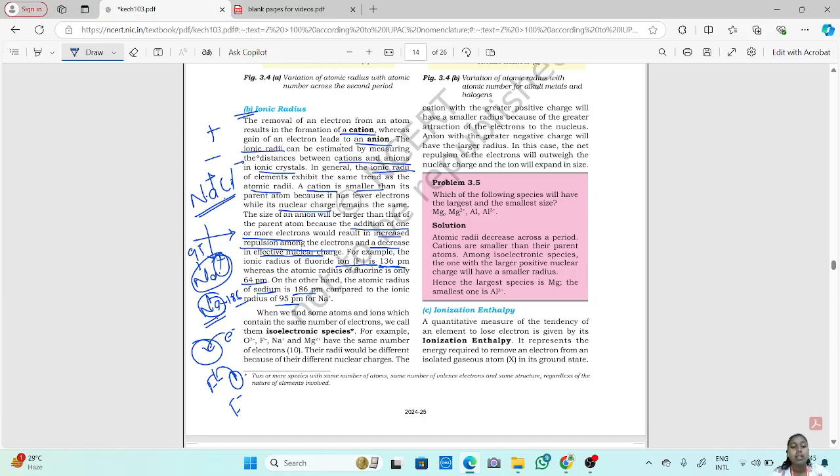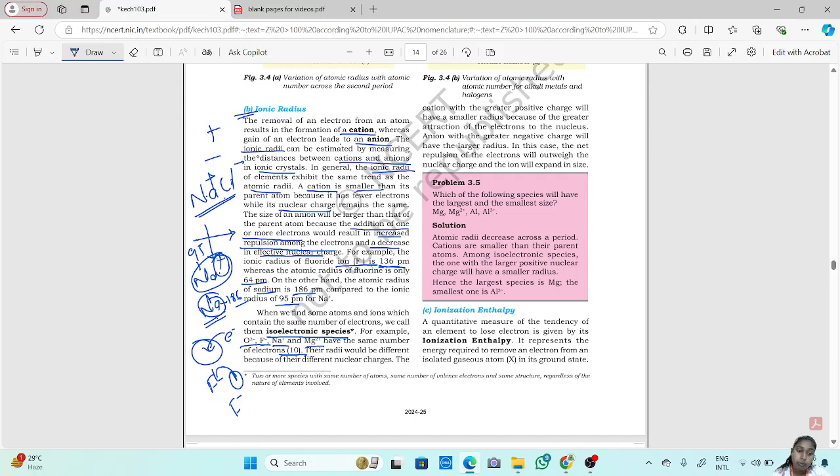Now, when we find atoms and ions which contain the same number of electrons, we call them isoelectronic species. When an atom or ion contains the same number of electrons, we call them isoelectronic species. For example, O2 minus, F minus, Na plus and Mg2 plus. They all have the same number of electrons in their shells, that is 10 electrons. These are called isoelectronic species.